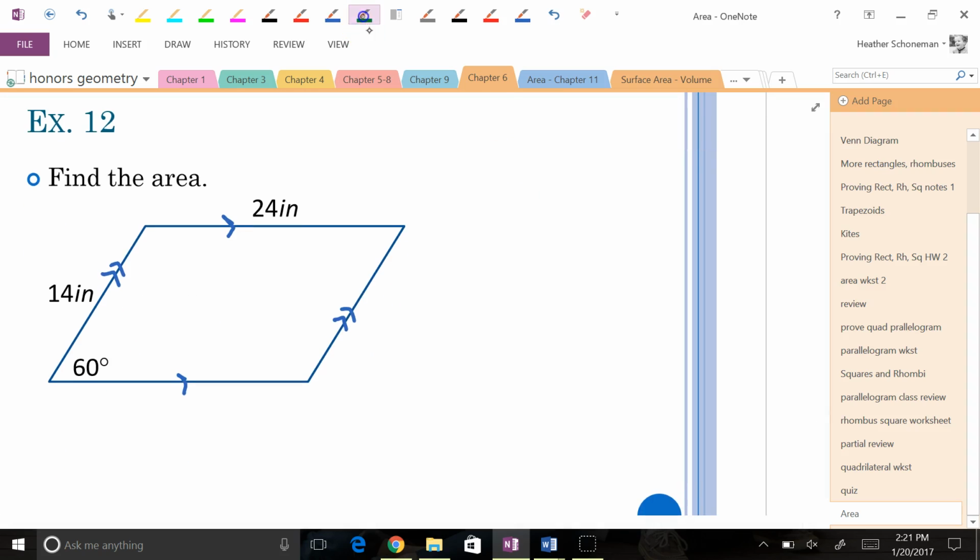Example 12. This is a parallelogram. We know it because the opposite sides are parallel. But we do not have a height. I know I don't have a height because I don't have a right angle. And if I don't have a height, I have to draw it in.